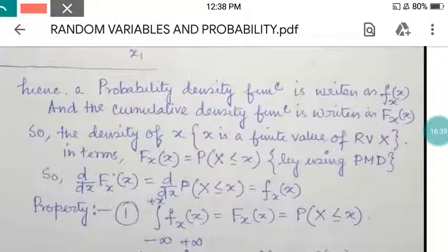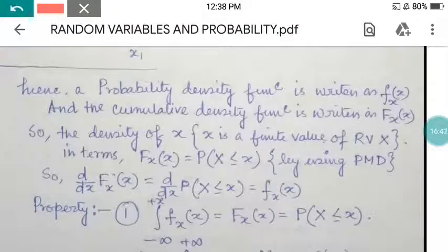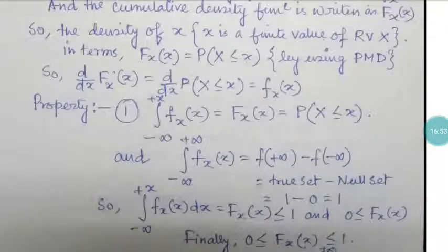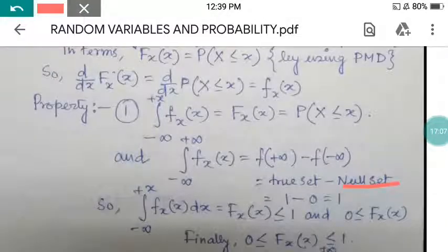Here the first property is that it obviously falls in the range of 0 to 1. Therefore, the probability, integrating F of x from minus infinity to plus infinity, is F of infinity plus minus F of infinity minus. F of infinity plus means the true set, and F of infinity minus means the null set. The null set is 0 and the true set is 1, so the final value is 1. Accordingly, F of x lies between 0 and 1.